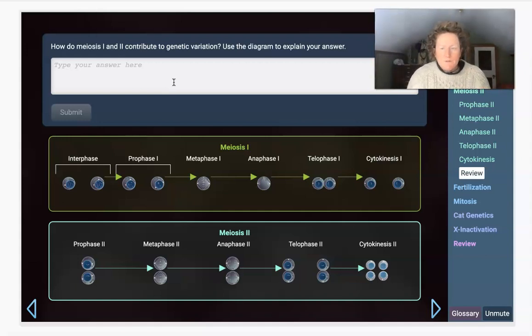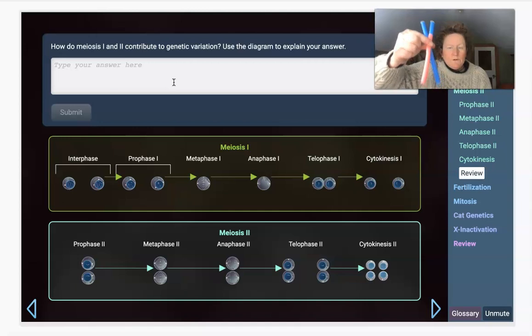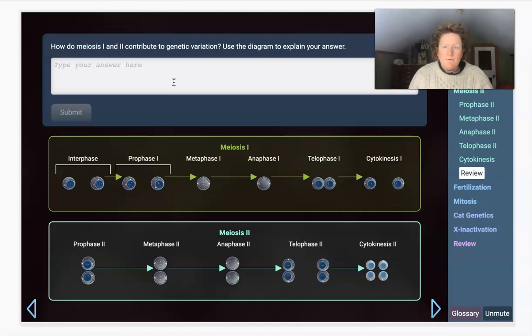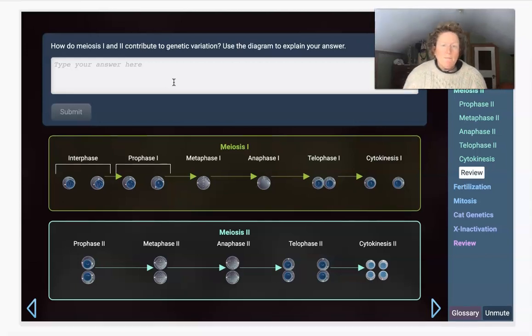And then in meiosis 2, again, you have a chromosome pair. And we don't know which chromatid is going to go to which side. So there's lots of opportunity for randomness. There's that opportunity for crossover as well in prophase 1. So hopefully you have a good idea of how to answer this one.